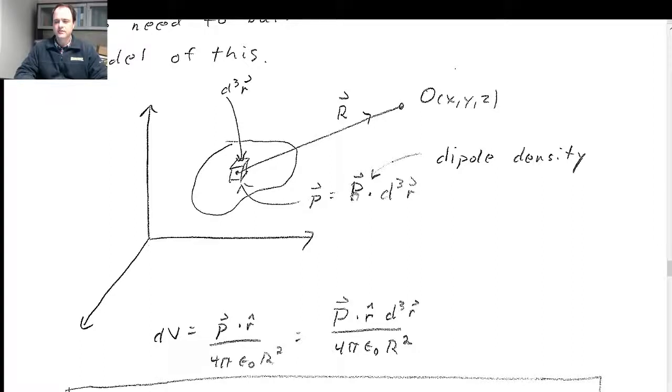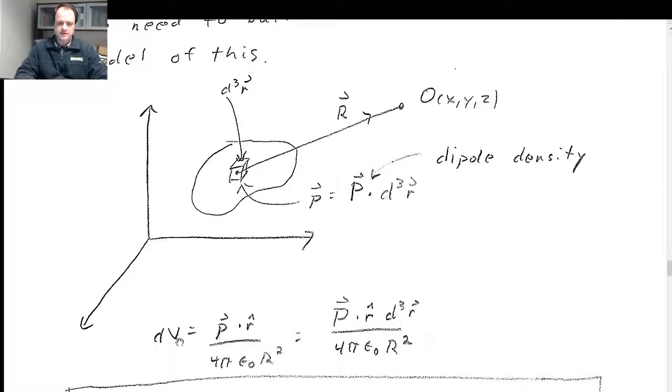Now, we introduce a dipole density such that, when multiplied by d³r, it is equal to lowercase p, the dipole moment of that cube. So this defines dipole density.